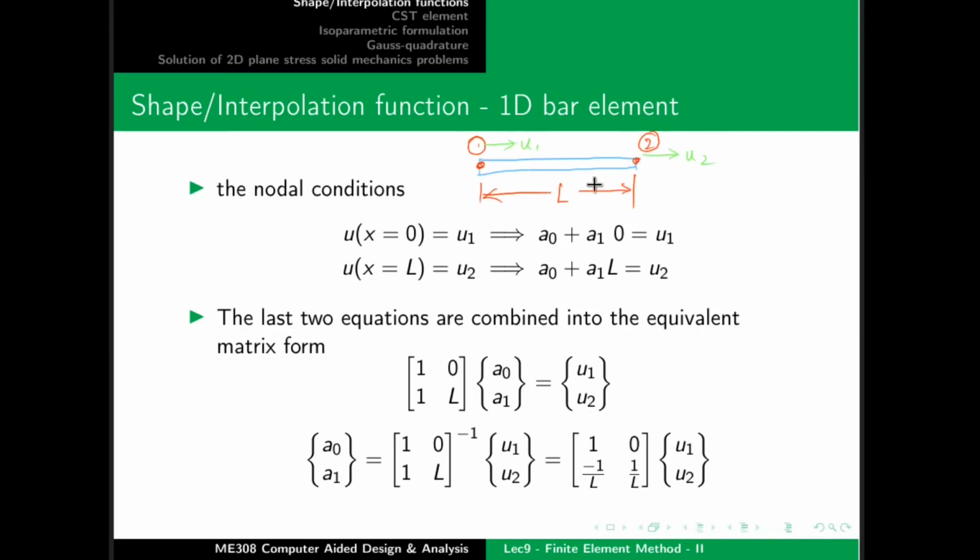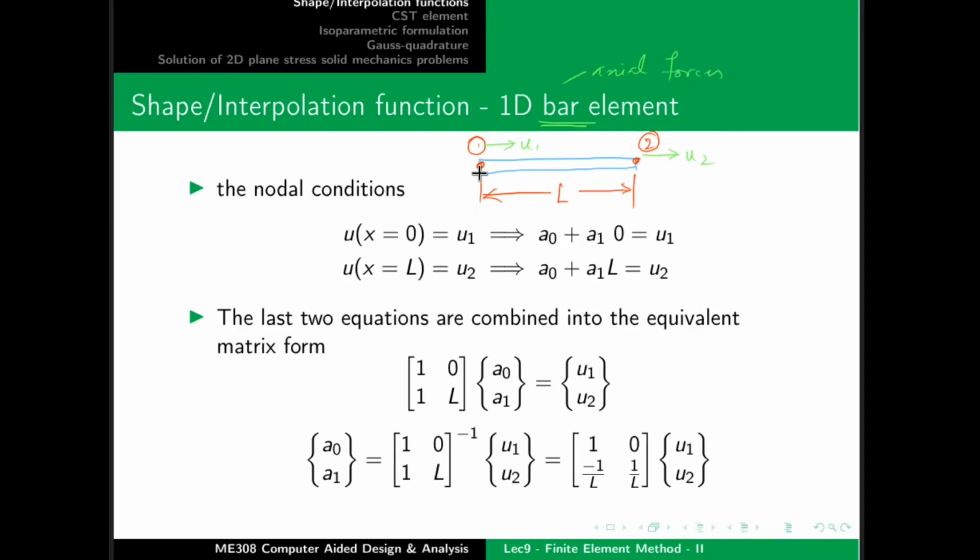So we have a linear element of length L. There are two nodes, node 1 and node 2, and the nodal degrees of freedom are u1 and u2, where here they are displacements. This is a bar element, so it is only subjected to axial forces.